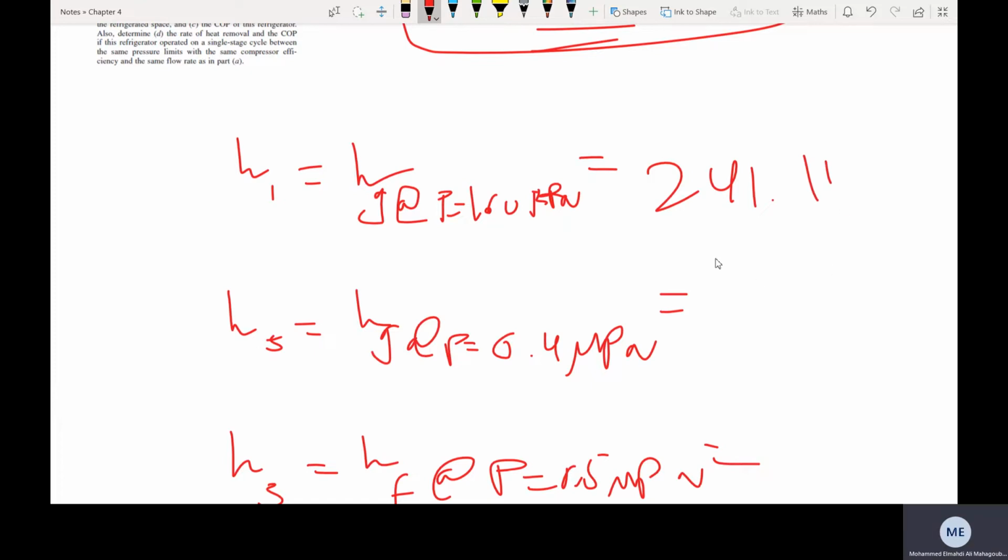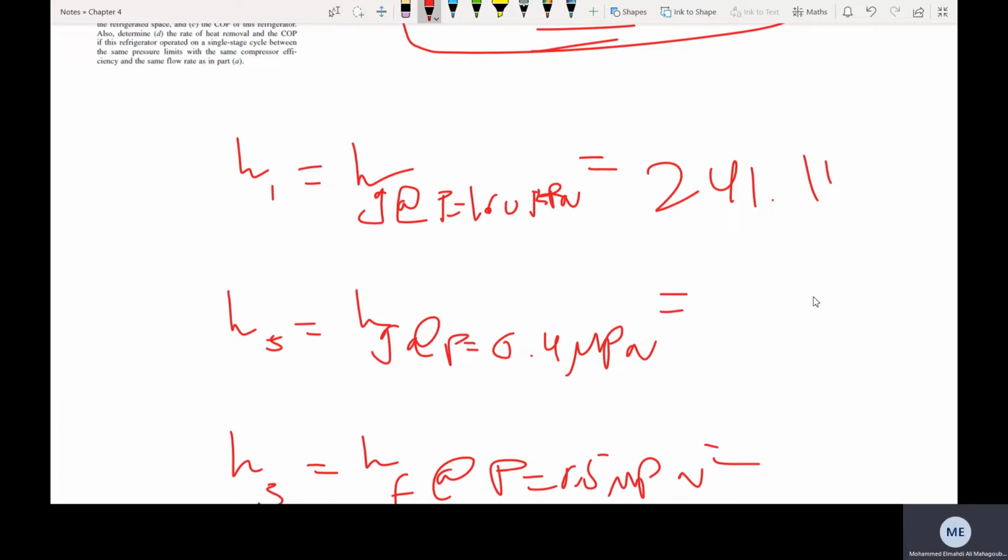241.11. I'm not going to write the units, but this is not a good practice. You should always write your units. And then Hg at 0.4 megapascals, which is not 4,000, it's 400 kilopascals. So go to 400 kilopascals and get what the SG is there.